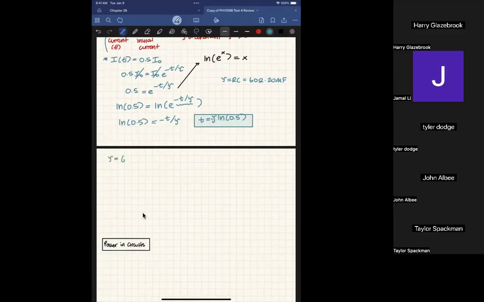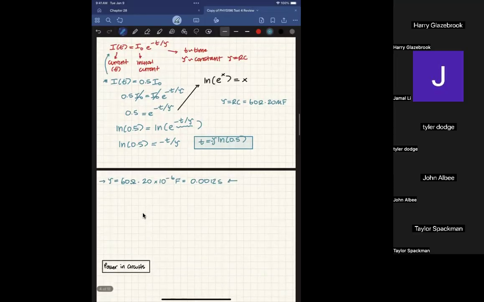Tau is going to be 60 ohms times 20. Micro is 10 to the negative 6. So that's 10 to the negative 6 farads. Which is 0.0012 seconds. So I know it's weird, but tau, or I'm sorry, seconds? Yeah, it is seconds. Tau is in units of seconds.